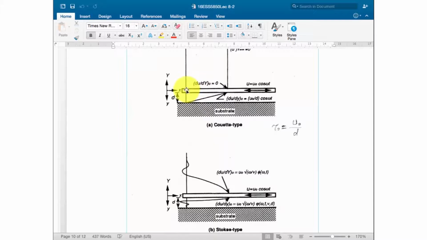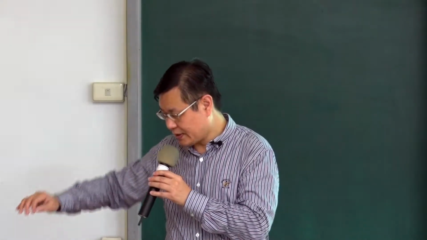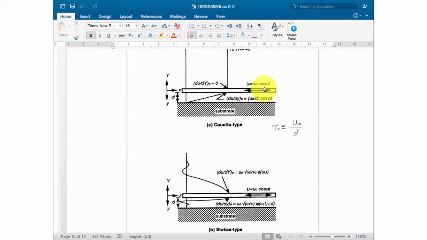The first case is we move only the top plate along one direction. In this case, we call this a Couette flow. When you see Couette flow, you have a moving plate on the top and a stationary surface on the bottom. So there will be a flow field generated inside this channel. At the bottom the flow velocity becomes 0, and the velocity of fluid close to the top surface becomes U0.